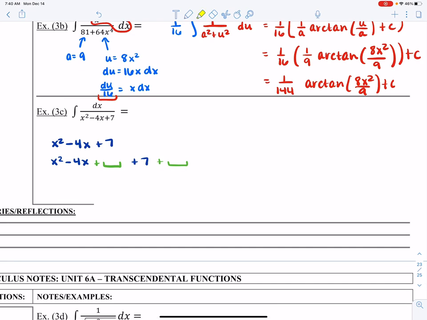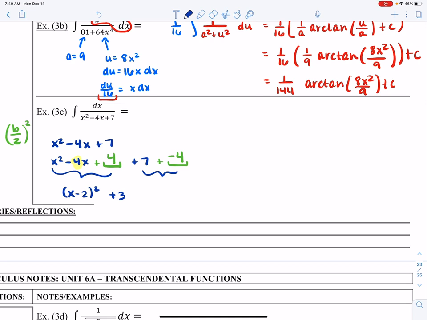To find the number that goes in the blank, you take your b value and you cut it in half and square it. So 4 cut in half is 2. 2 squared is 4. So if I'm going to put a 4 here, I can't just willy-nilly add a 4. I need to balance that 4 out by making this one a negative 4. So in essence, I'm adding 0. Okay? If I factor this, I get x minus 2 squared. 7 minus 4 is 3.